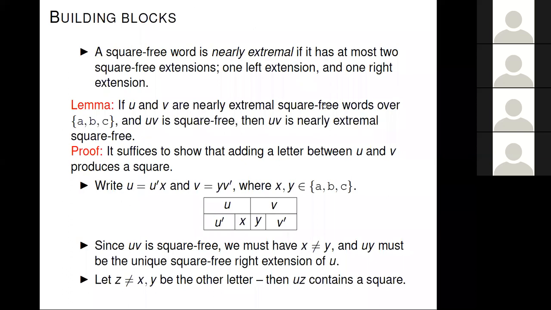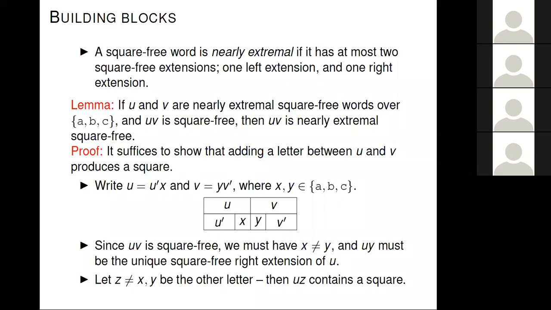So the basic idea is to work with some nice building blocks that make the extremal part easy to deal with. So our building blocks are going to be called nearly extremal square-free words. A nearly extremal square-free word has at most two square-free extensions, one on the left and one on the right. So in particular, it has no internal square-free extensions.